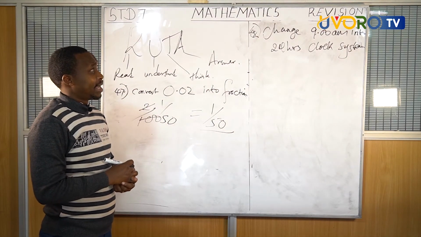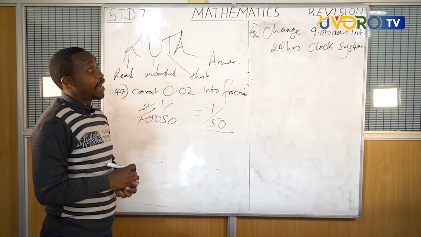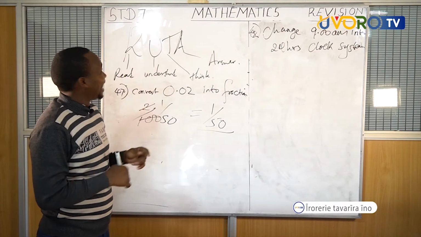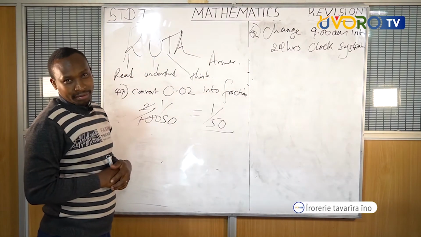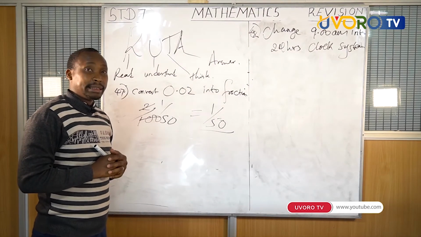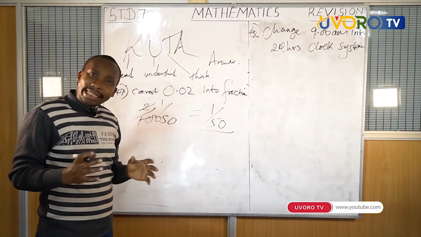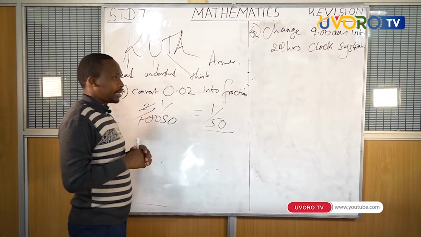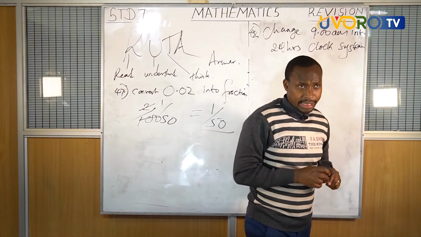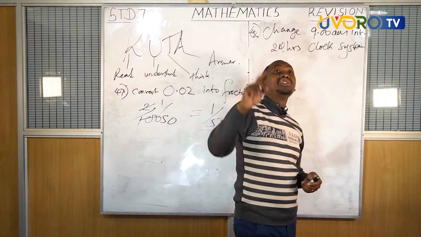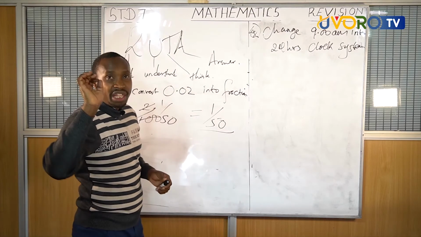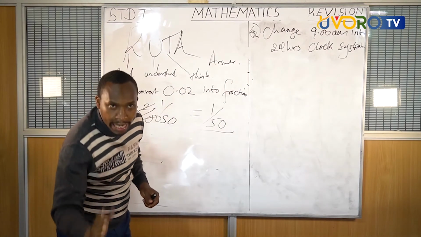Class 7. I think it is in class 5. Let's see if you can be able to get it. R for reading. We have already read. U for understanding. Now, I said earlier on when we were revising, if you see AM in 24-hour clock system, it should start with 0. If you see a number not starting with 0, it is not AM.